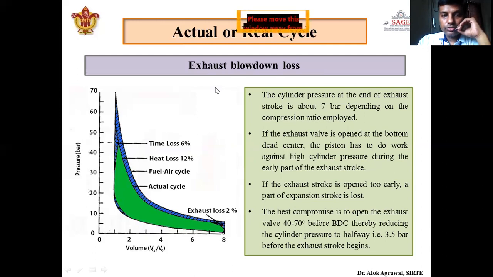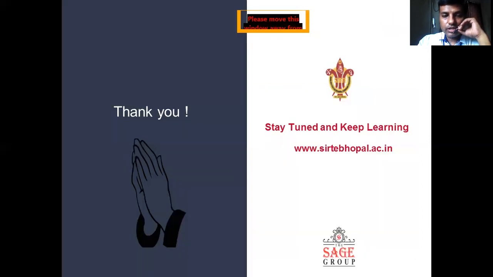Okay, so this is all for today's class. We have seen in this class how a real cycle is different from the ideal cycle, and also what the important factors are which make the difference between the ideal and real cycle.